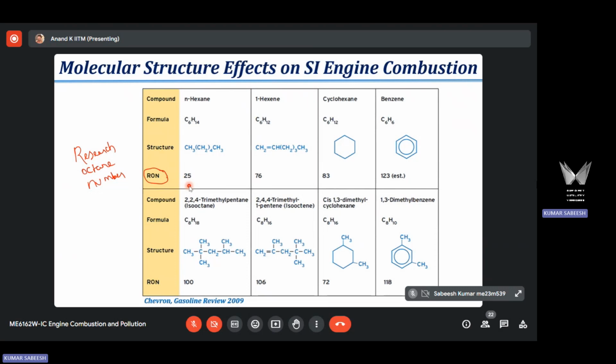So no double bonds. This is a chain-like structure. It's having a high cetane number, right? This is what we discussed earlier. A high cetane number will reflect in a low octane number, inversely proportional. So you have a very low research octane number value here.